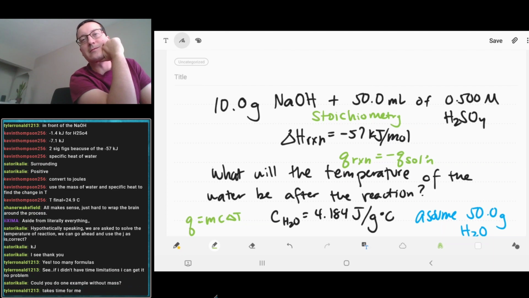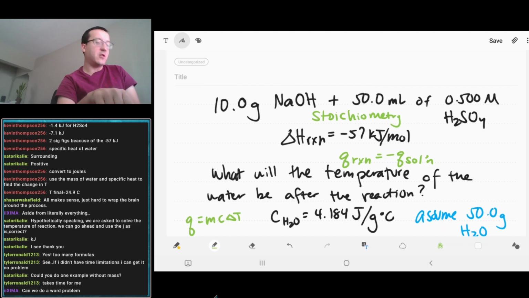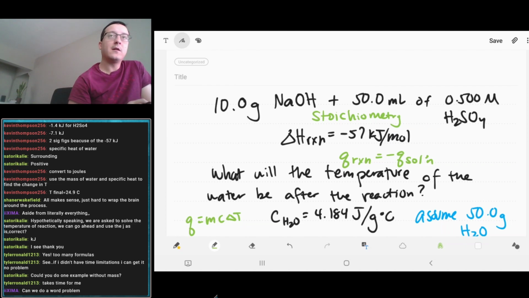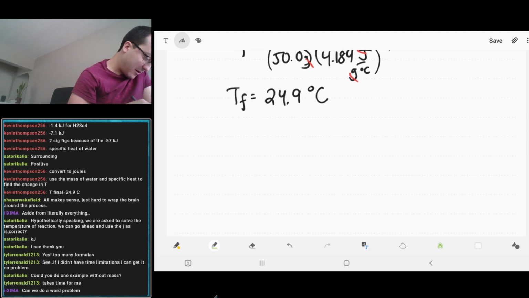Yeah, I know. One example without mass. You mean like when we use a bomb calorimeter? So this would be something we're using a coffee cup. Yeah, of course we can do a word problem. Okay, I can do both of yours at once. So one without mass and one that is a word problem. Of course, if anybody still has questions on this particular one, go ahead and throw them out. We'll see.